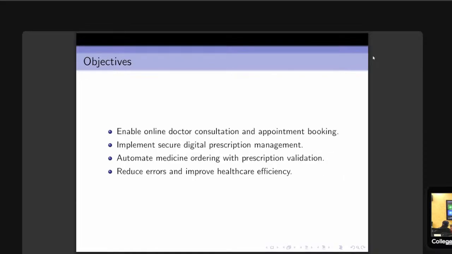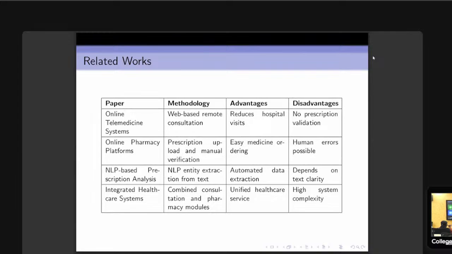So let's get to the objectives of this work. The main objectives are to enable online doctor consultation and appointment scheduling, to implement secure digital prescription management, to automate medicine ordering using prescription validation, and to reduce manual errors and improve healthcare efficiency. And these are some of the related works. Existing telemedicine systems mainly focus on remote consultation but do not include prescription validation.